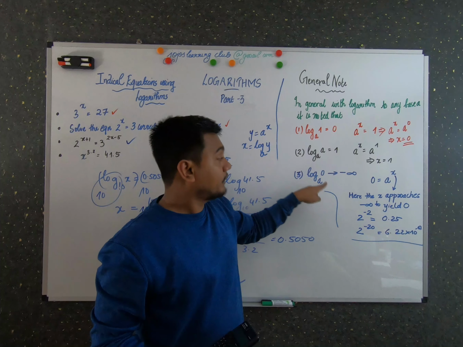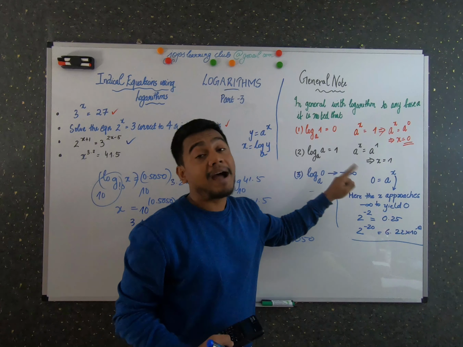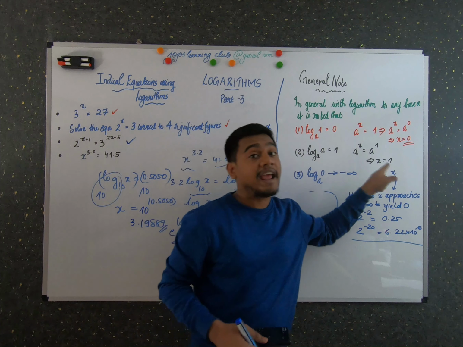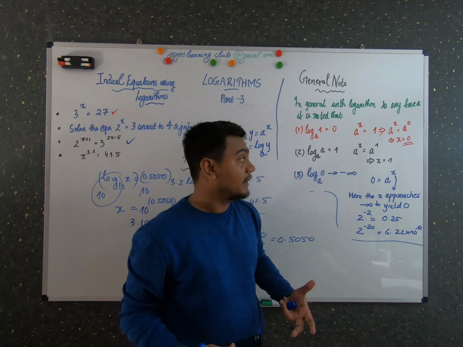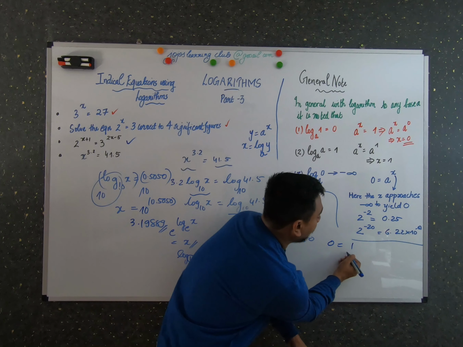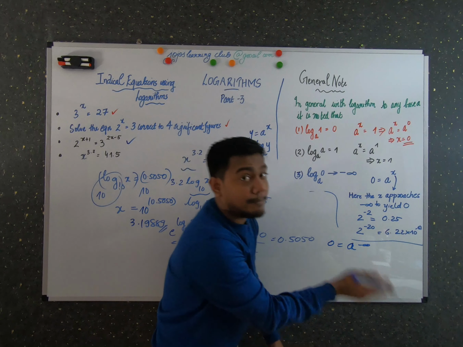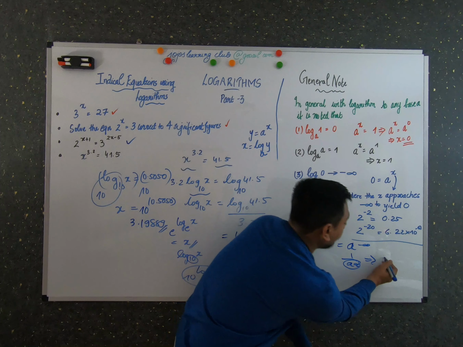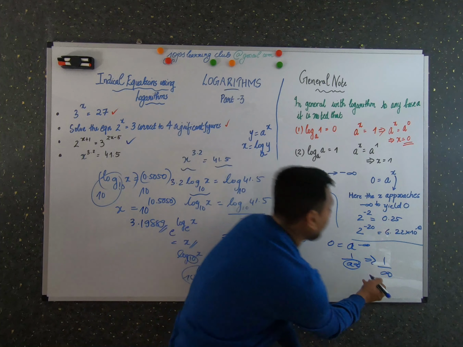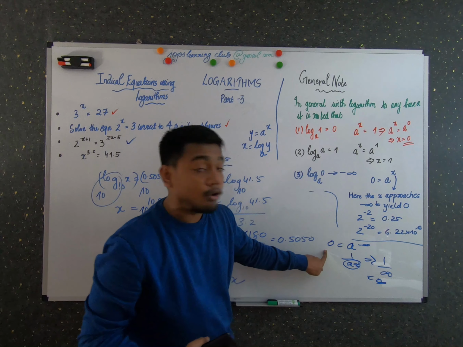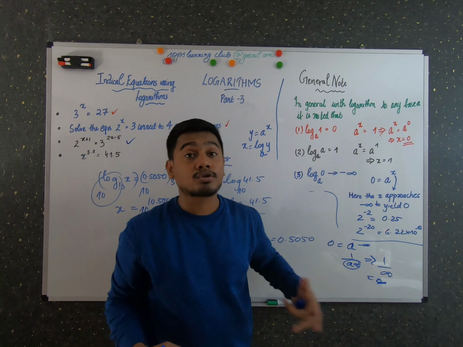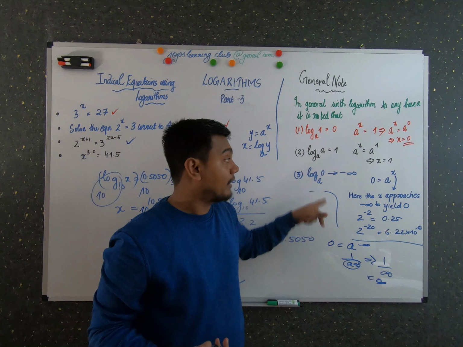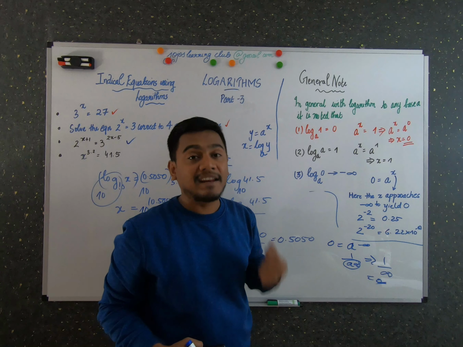Again, log of 0 to the base of a tends to minus infinity. How does it happen? Because 0 is equal to a raised to x. Only if the x value approaches minus infinity, we get 0. How? It should be a raised to minus infinity. What is a raised to minus infinity? That is 1 by a raised to infinity. Any number a raised to infinity is what? 1 by infinity. What is 1 by infinity? 1 by infinity is 0. So to get a 0 over here, this number should approach minus infinity. That is what is said: log of 0 to the base of any number always tends to minus infinity.